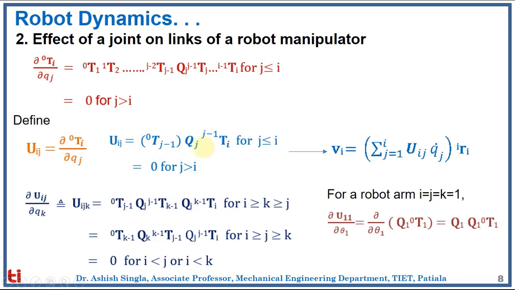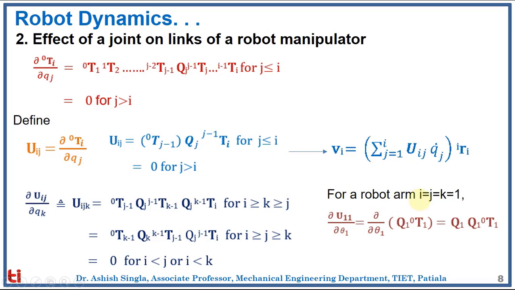And while differentiating this expression, we can use the property that the partial derivative of the transformation matrix with respect to the generalized coordinate is actually Q times the transformation matrix. So we get 2 times Q here. Let us consider an example for a robot arm.